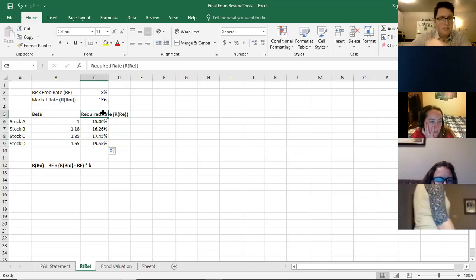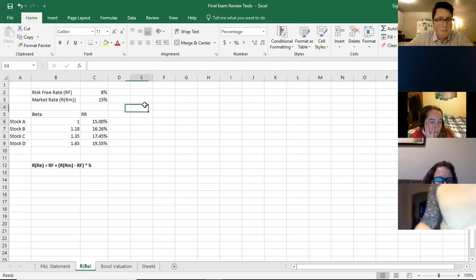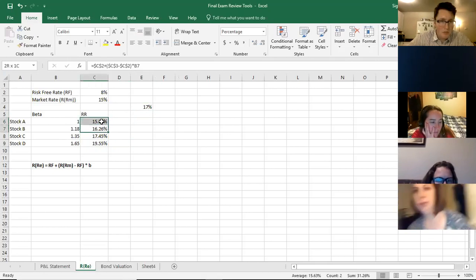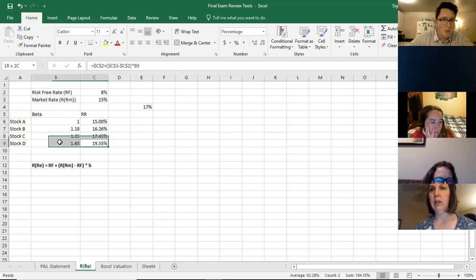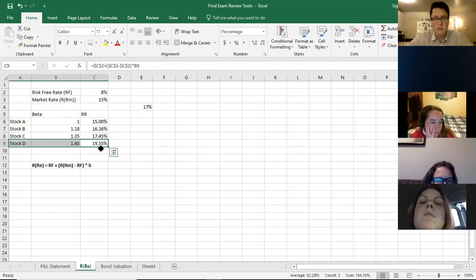So let's say the required rate that I'm trying to meet is 17%. I want to invest in something that's going to give me at least a 17% return. So obviously these two options aren't good enough. This one is good, but here's my number one best option, stock D. 19.55, that's 2.5% higher than what I want to get. So I'm definitely going to want to invest in that stock.